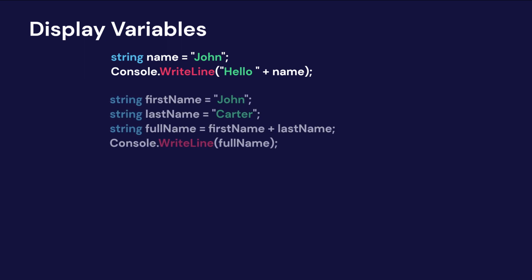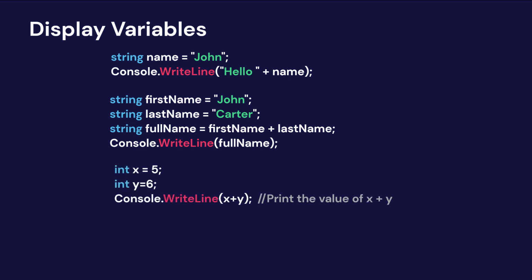The WriteLine method is often used to display variable values to the console window. To combine both text and a variable, use the plus character. You can also use the plus character to add a variable to another variable. For numeric values, the plus character works as a mathematical operator. Notice that we use int, integer, variables here. Here, x stores the value 5. Y stores the value 6. Then we use the WriteLine method to display the value of x plus y, which is 11.